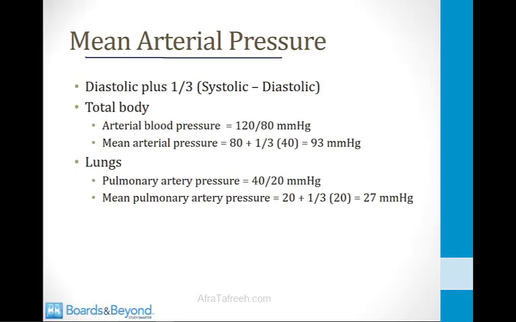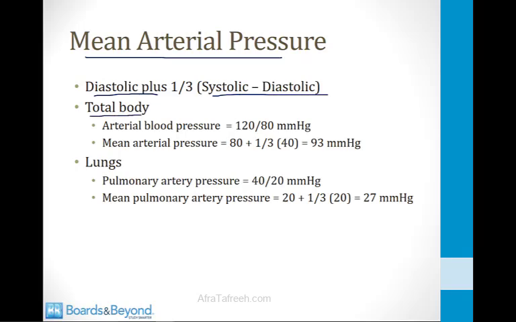The reason for this is because our body spends more time in diastole than in systole. So the mean arterial pressure is calculated from the equation that mean arterial pressure is equal to diastolic blood pressure plus 1/3 of the difference between systolic and diastolic pressure.